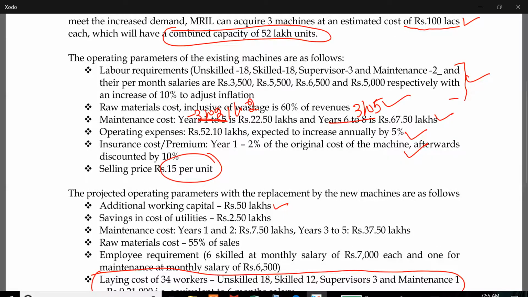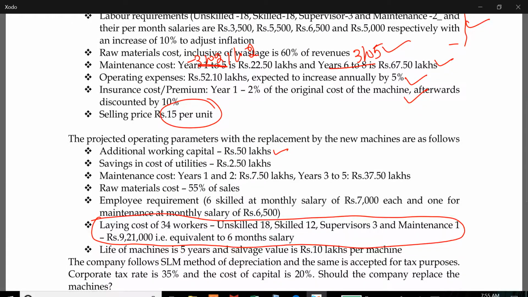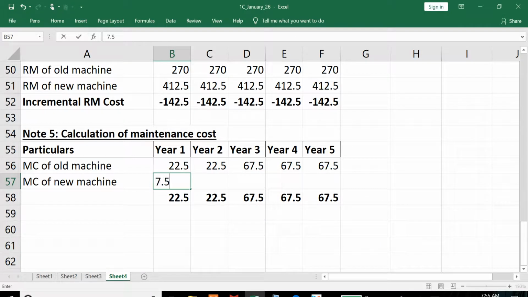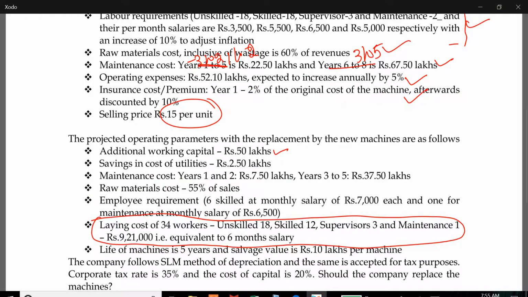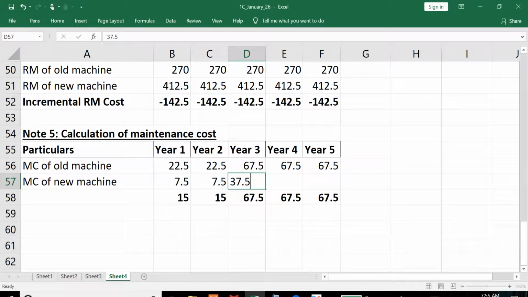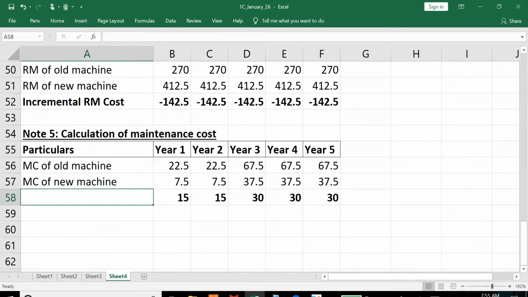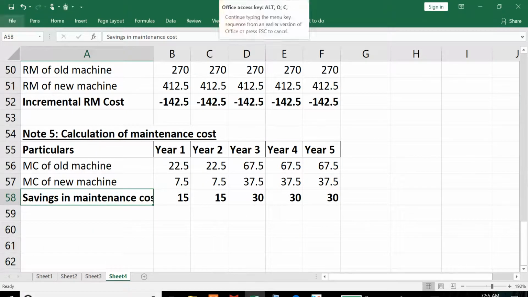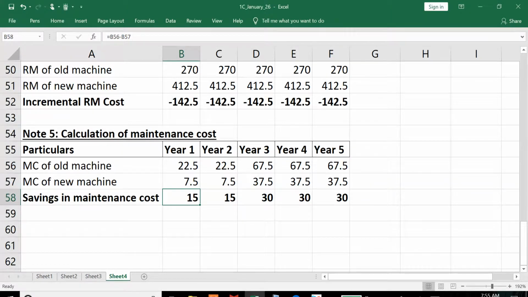The new machine cost is 7.5. There is a savings in maintenance cost. I hope you are clear on this. Your maintenance cost is not 1 to 5 and 6 to 8. I want it as 1 to 2 and 3 to 5. If they had just mentioned 1 to 5, I would have taken that number. Just because they have added that 6 to 8, it indicates that they are telling for the 8-year life of the asset.